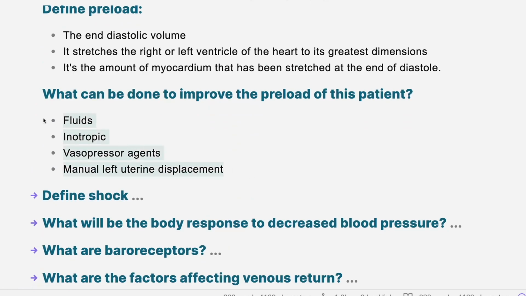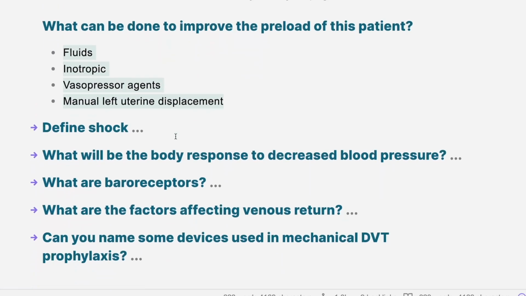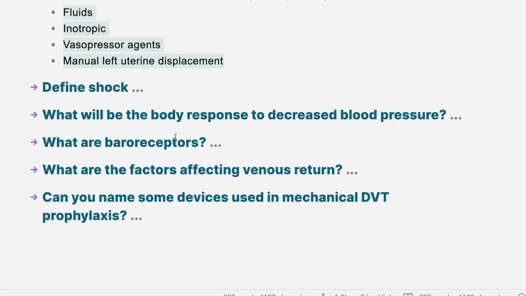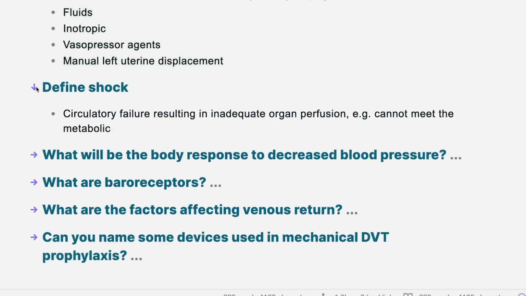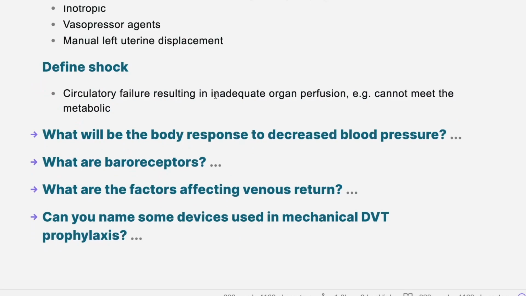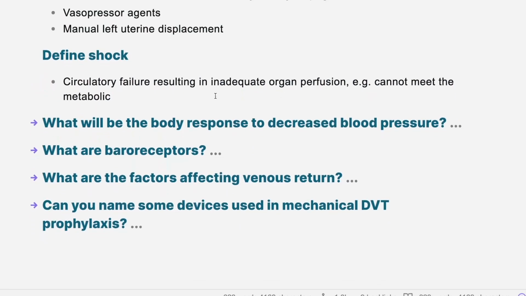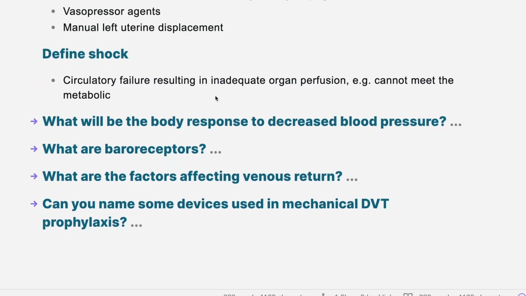So we can do all these four things to increase the venous return. What is a shock? It's a metabolic and circulatory collapse due to inadequate tissue perfusion, and it has significant mortality and morbidity when comparing to sepsis or anything else. So circulatory failure, inadequate organ perfusion, and the organs cannot meet their metabolic rate. The body's response to decreased blood pressure will have basically three different types of responses.